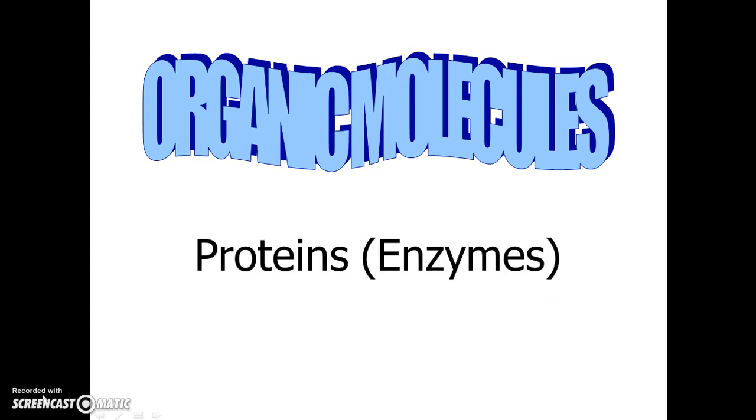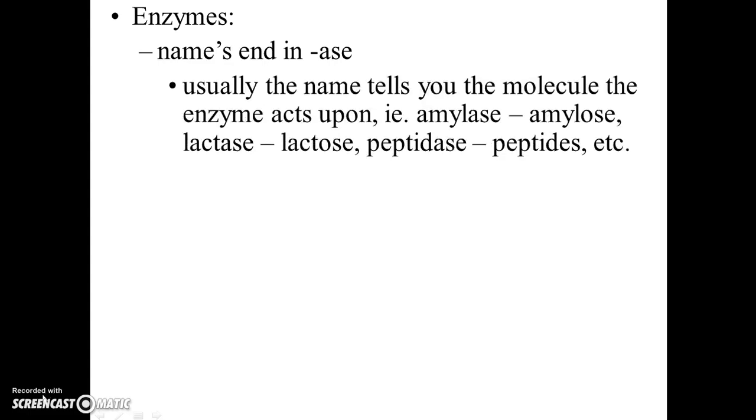So let's talk a little bit about proteins. Enzymes, sorry. Enzymes, all of their names end in the suffix ase. Usually the name tells you the molecule the enzyme acts upon. For example, amylase, which is the enzyme that acts on amylose, lactase, which is the enzyme that acts on lactose, and peptidase, which is the enzyme that acts upon peptides. I hope you guys all know what a peptide is because it was in the last presentation.